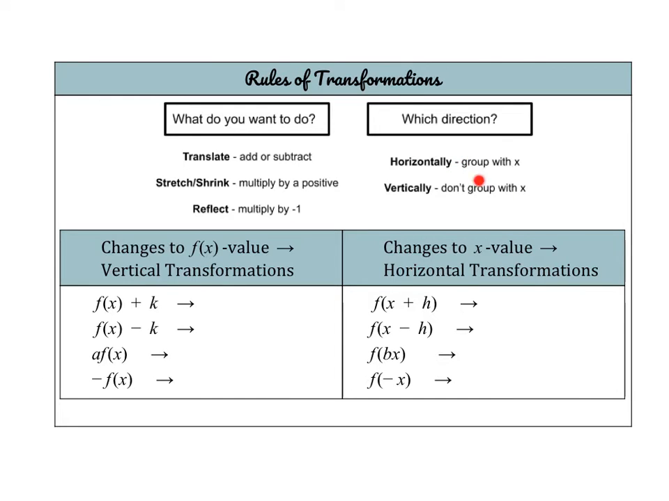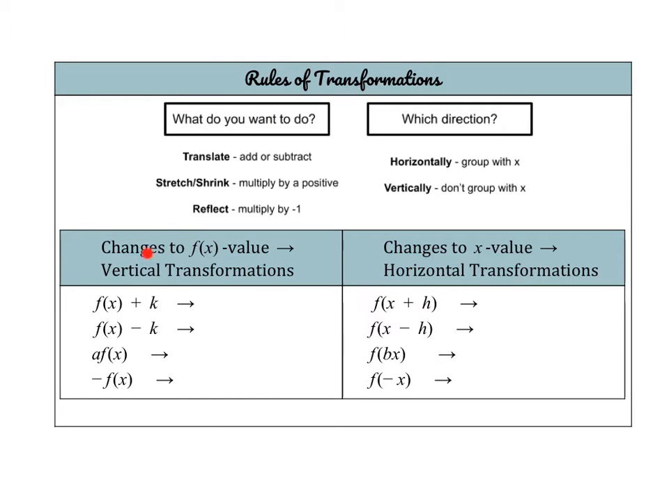And if you want to move something vertically or change it vertically, so if you want to shift it up or down, stretch or shrink it vertically, or reflect it vertically, make sure that you do not group it with the x. You're actually going to make the change to f of x, which is your y value. So to change horizontally, you change the x value. To change vertically, you change the y value. It's going to look something like this when we actually do it.